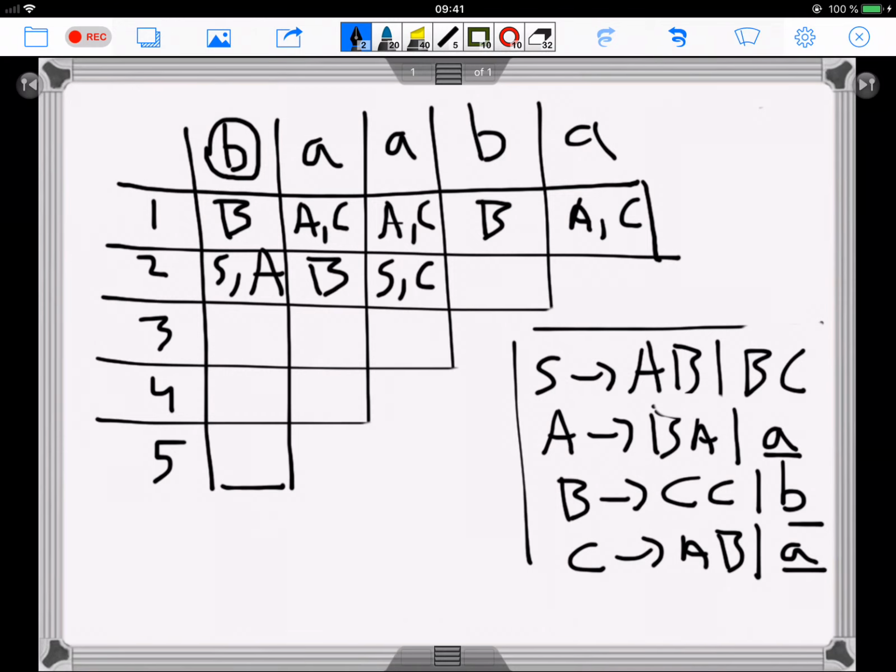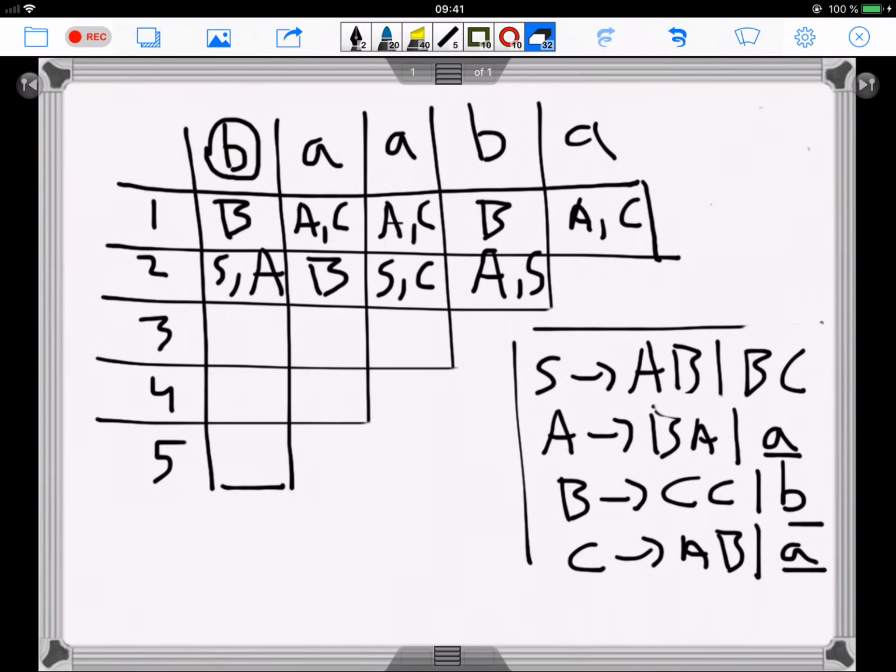Okay. Now for the last cell in this row, we can consider BA or BC. BA is generated by A and BC is generated by S. Okay, those are the only variables that generate pairs of variables that we need to consider for this cell. Okay, now let's go to the third row.